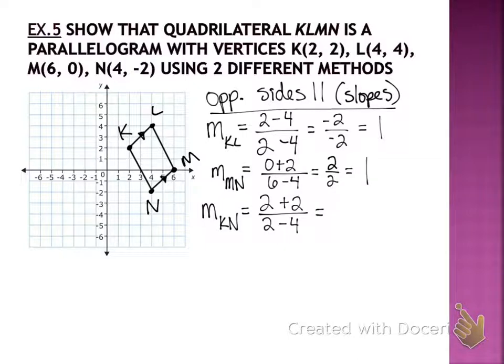Now, if you do these reversed, like you did negative 2 minus 2, and then 4 minus 2, that's fine. You should end up with the same thing either way. What does this slope reduce to? Negative 2. And last, we need to find the slope of ML. What are we putting on top?